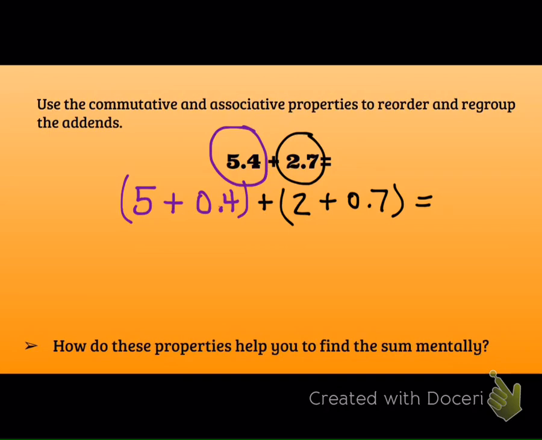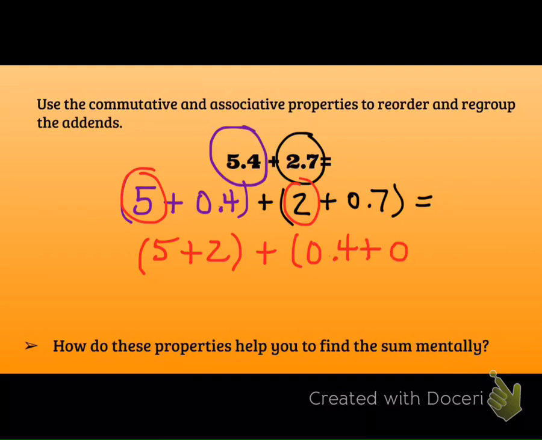So then the next thing I want to take a look at is, all right, how can I make this so that it's friendly? The easiest way to do this is to take these whole numbers now. Again, we're going to use our associative property, because it doesn't matter which order we add these numbers in. So I'm going to combine this 5 and this 2. I'm going to put this right over here. And then I'm going to combine these two decimals as well, 4/10 and 7/10.